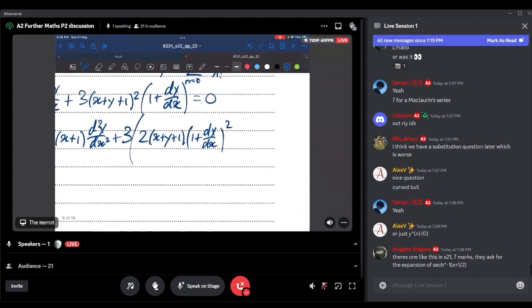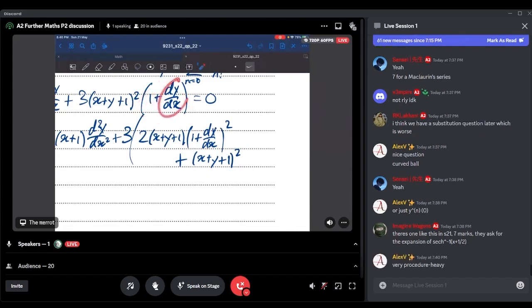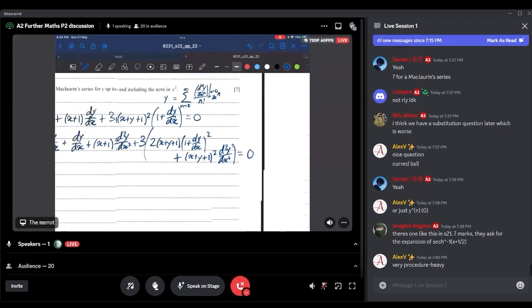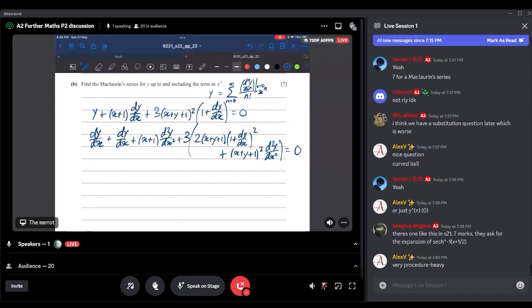And then differentiate this guy. So you have x plus y plus 1 squared. Put it up here maybe. Differentiating this guy, well, the constant dies, and you get the second derivative here. The second derivative equal to 0. It's very tedious. Yeah, and maybe that's why they give the 7 marks. It's just very, very tedious.